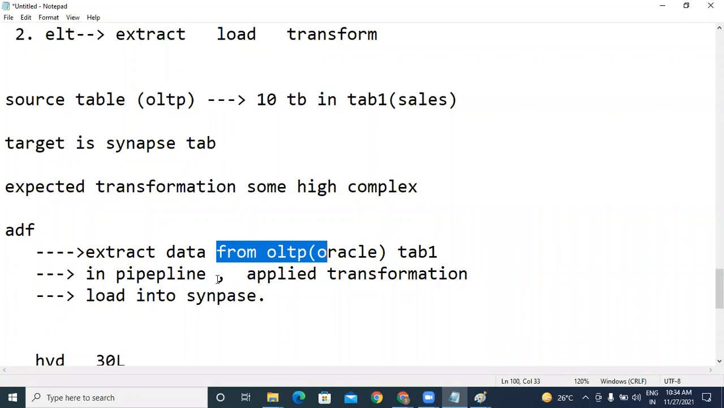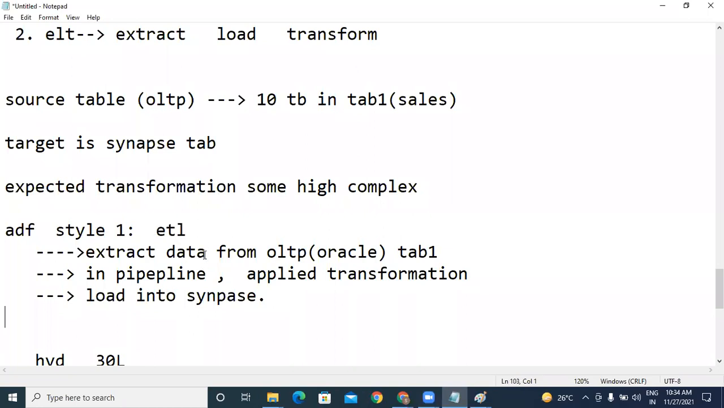Got it? So this is work number 1, style number 1. Unmuting you, sir, please reply. This style is what? ETL or ELT? ETL. Yeah, this is style number 1.